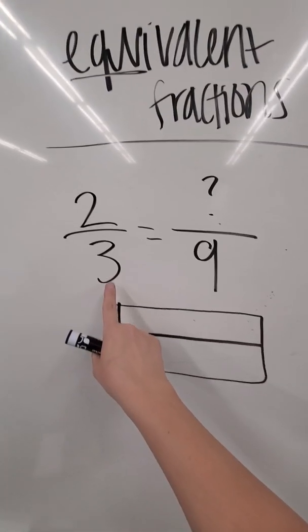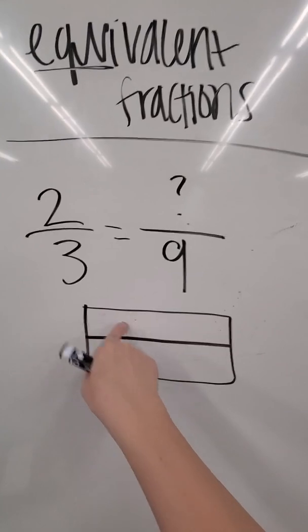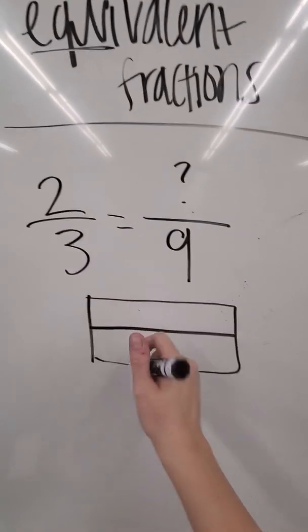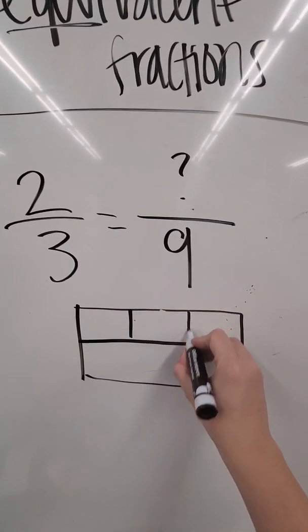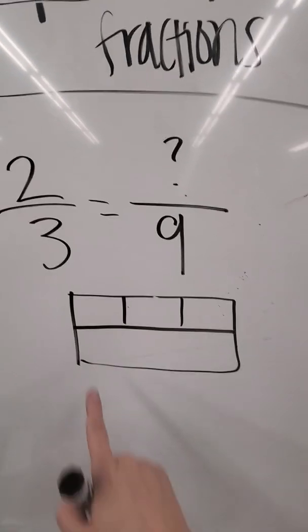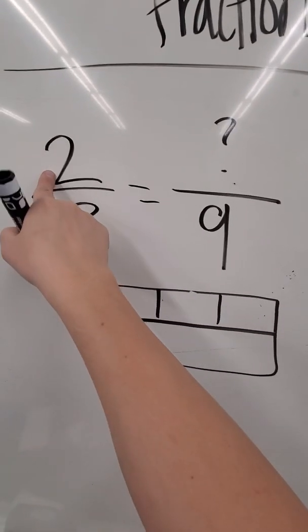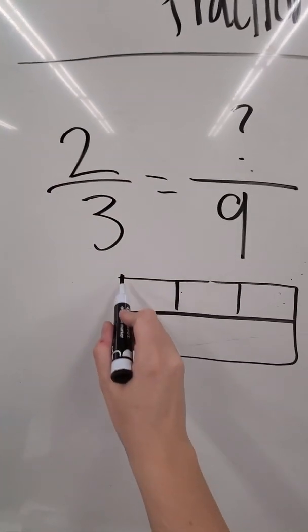I'm going to partition this one into thirds because my denominator is 3. So I have 3 pieces. Now I need to shade in 2 because my numerator is 2.